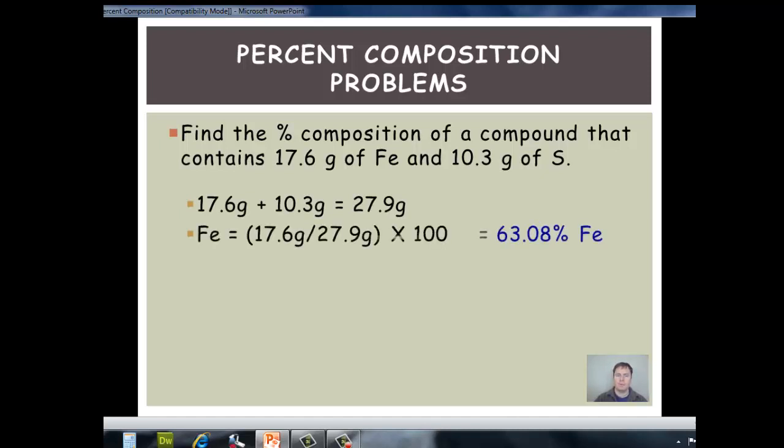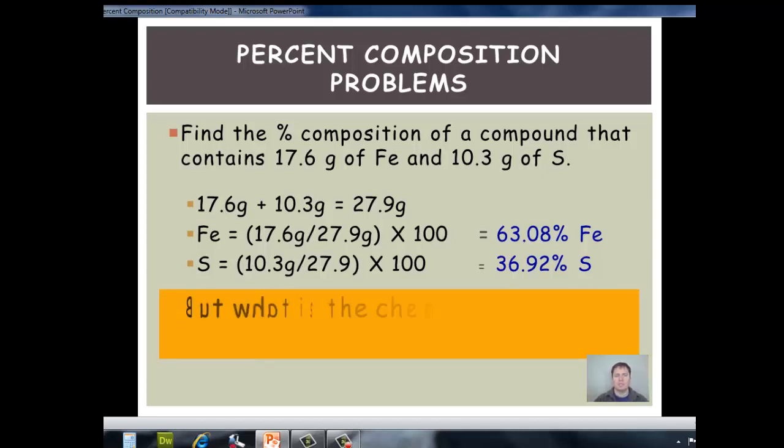To find the percent composition, for iron we take 17.6 grams divided by the total, times 100, which gave us 63.08% iron. We do the same thing for sulfur, and we end up with 36.92%. Add those together and you end up with 100%. So that's what we learned to do in the last video.